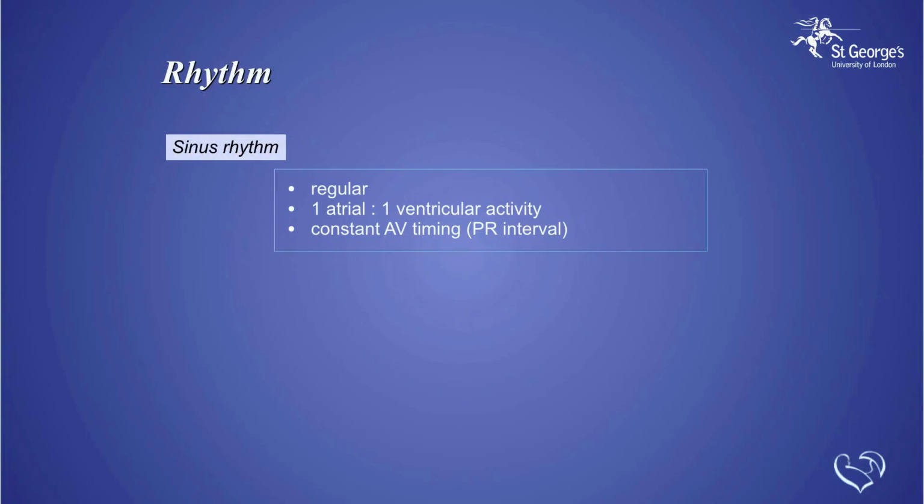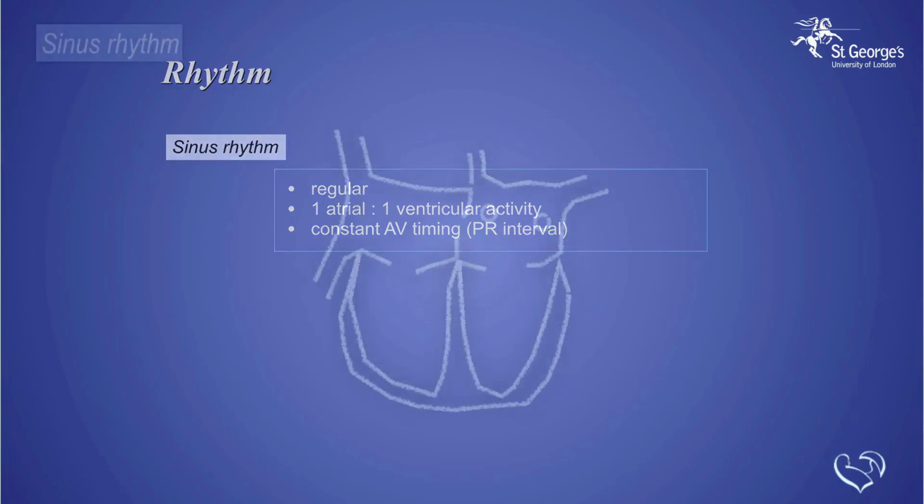So if we start with the normal cardiac rhythm, just to recap, I think most of you are obstetricians, the normal rhythm is called sinus rhythm, is regular. It has a 1-to-1 atrioventricular conduction, and it has a constant, what we call AV or atrioventricular interval, which is the delay between the atrial and the ventricle contractions.